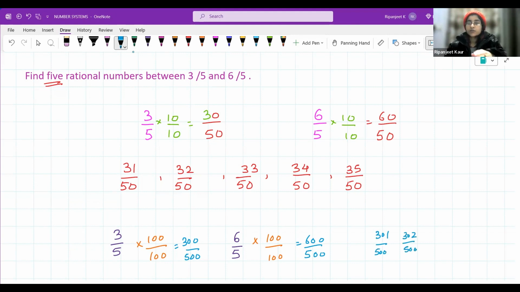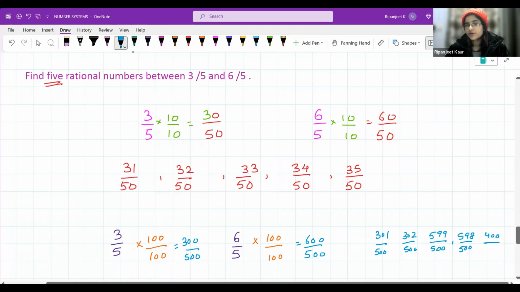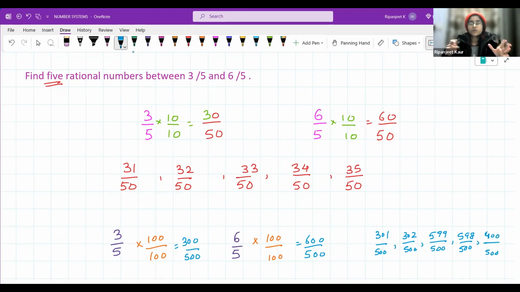Well, we can take the numbers even before 600. You remember, can you tell what are the numbers before 600? Well, 599 over 500, 598 over 500, and any random number between 300 and 600. Well, isn't 400 also coming? So however many numbers are asked for, just multiply by either 10 or 100 or any easy peasy number that you can find, and write the numbers in between, whatever they are. You will easily be able to find any rational numbers between any two rational numbers.